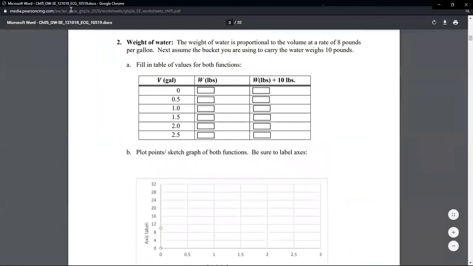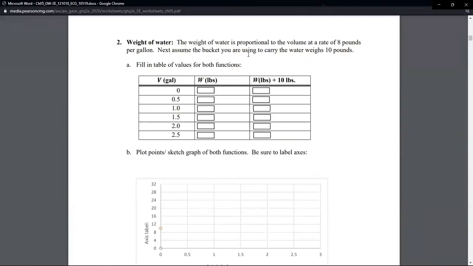to that. So weight of water. The weight of water is proportional to the volume at a rate of 8 pounds per gallon. So when we say something's proportional, it just means that you can have that multiplier. You have like a y equals kx kind of setup. But then we're going to assume that we're not just going to be measuring the weight of water, we're going to have a bucket to put that water in. And we've got a really heavy bucket. This thing's made of solid steel, and it's 10 pounds.